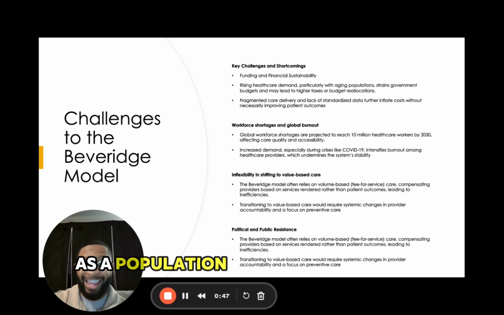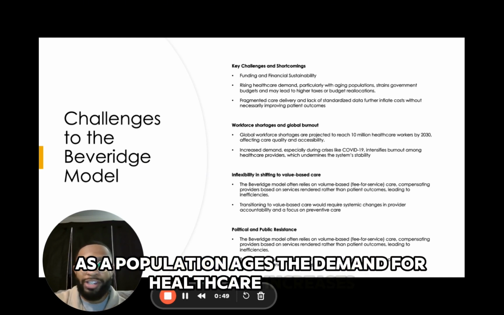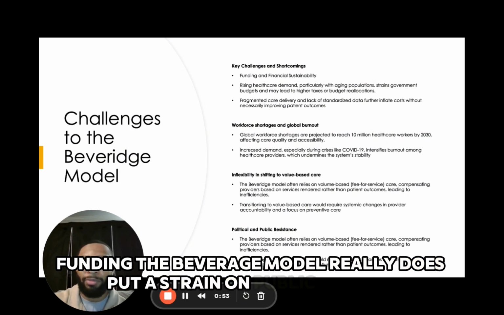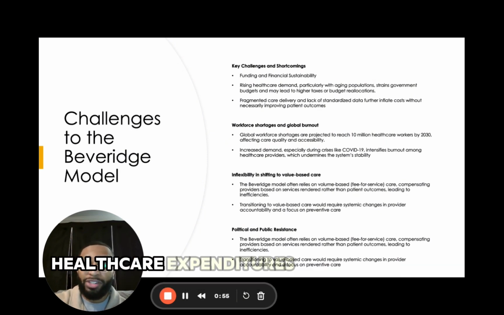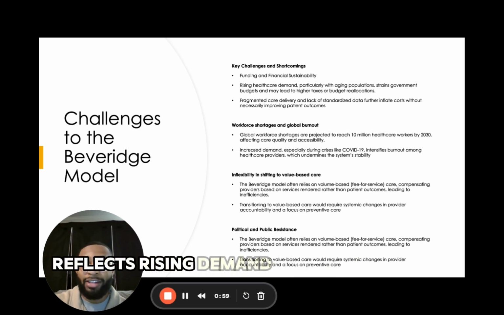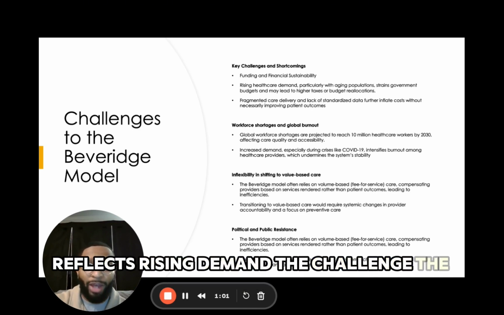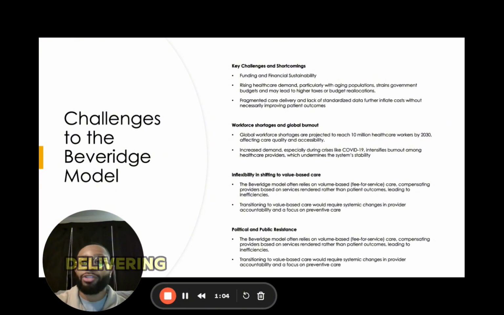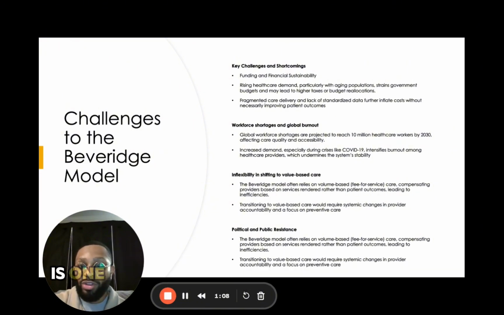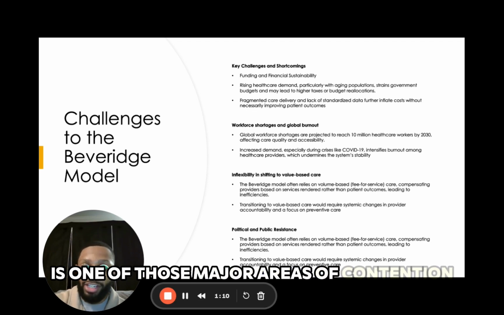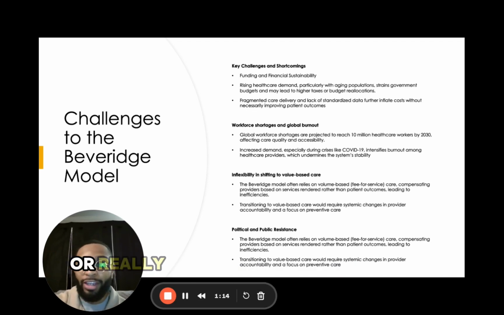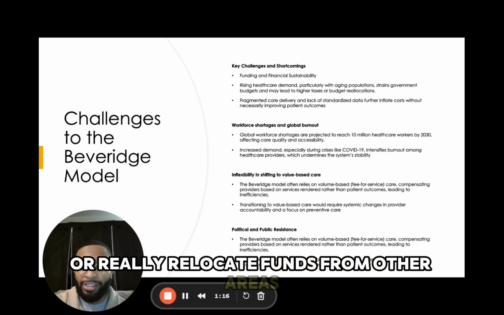As the population ages, the demand for healthcare increases. Funding the Beveridge model really does put a strain on public budgets. Healthcare expenditures, now at around 11% of global GDP, reflect rising demand. The challenge the model has in delivering services without increasing taxes is one of those major areas of contention, as to whether you decide to increase taxes or reallocate funds from other areas.